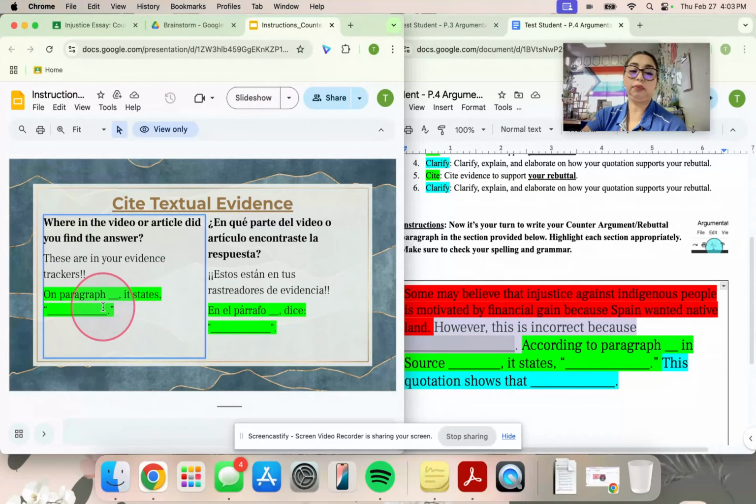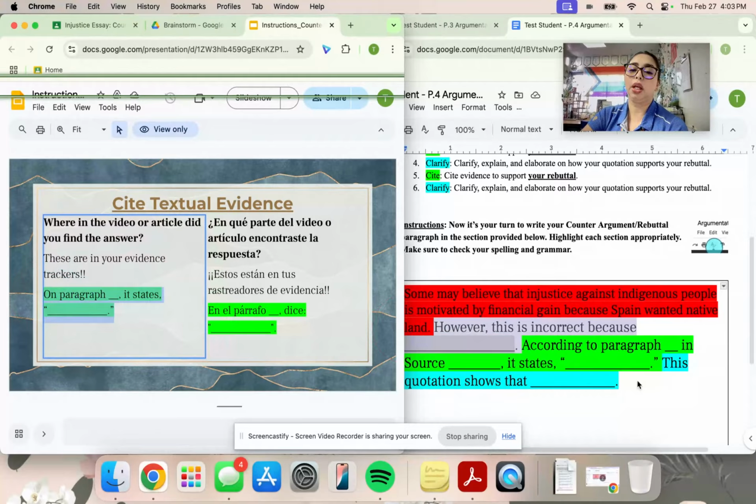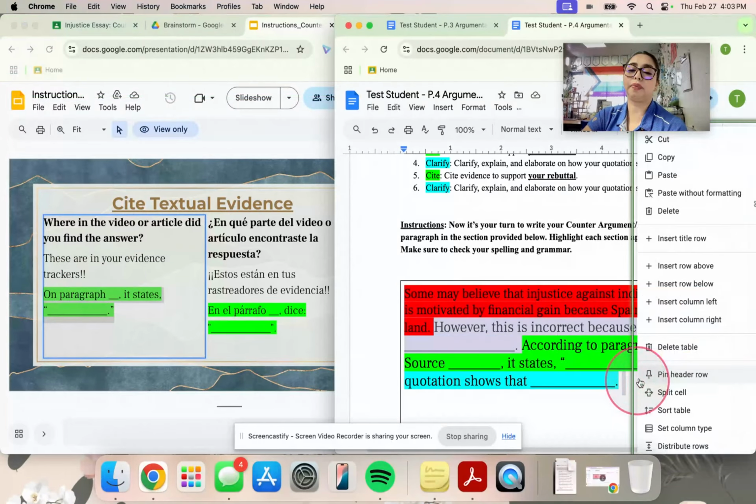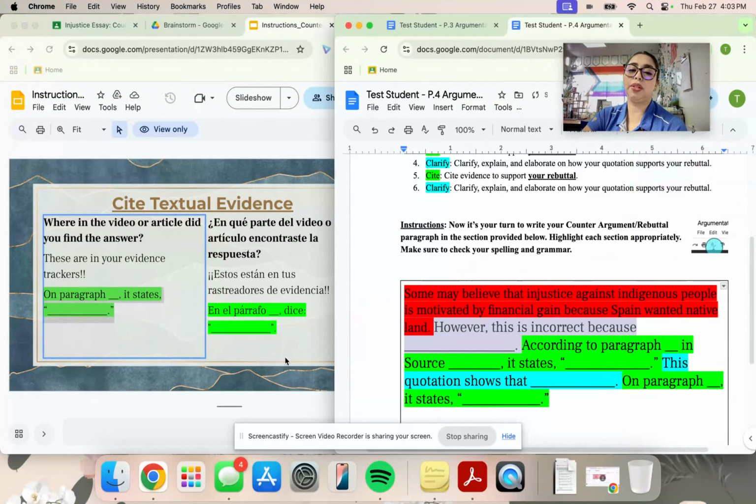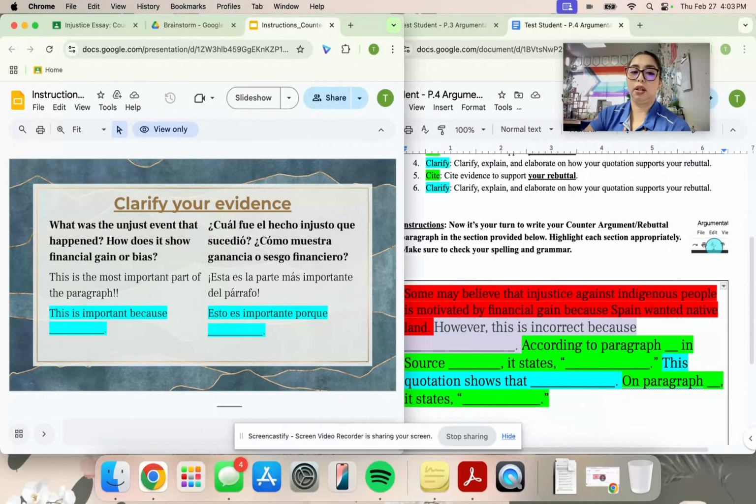Okay. And then the last thing that we do is, again, we cite textual evidence. I'm going to pop that here. Paste. What's the other piece of evidence that supports your rebuttal? Go ahead and pause. Do that now.